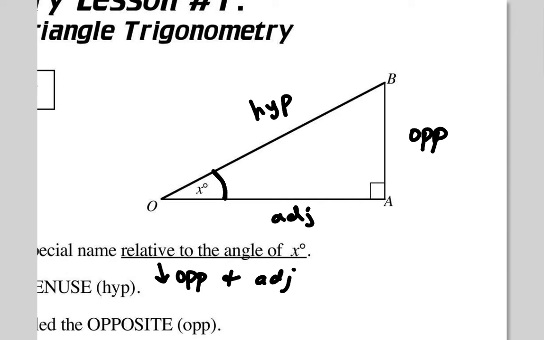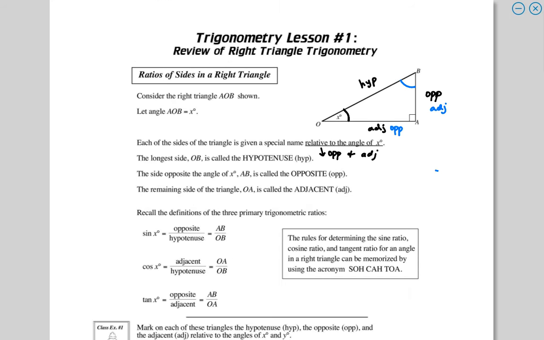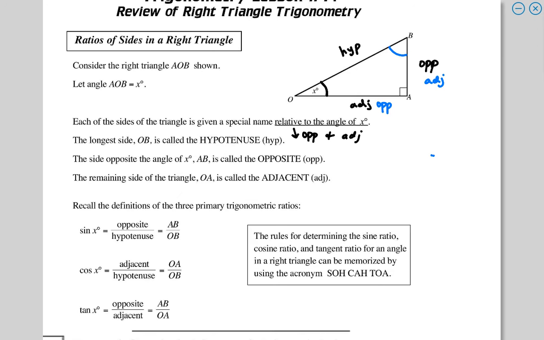Now if I switch colors, I care about angle B now. Which side is op? This guy's op, and then this guy would have to be ADJ. So op and adj is relative to which angle you're working with. In the book they are caring about angle X, which is down here at O. So op over hyp, AB over OB. You can handle that?